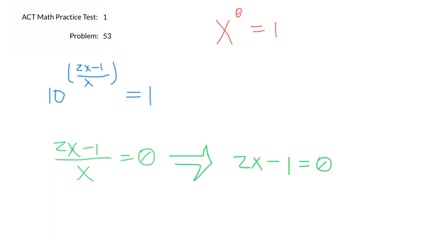Now some of you might be noticing, well, we could have also multiplied both sides by x and it would have turned into 0. So that's true. Solving this equation very simply, adding 1 to both sides gives us 2x equals 1, and dividing both sides by 2 gives us x equals 1/2. And that is the answer. It is C.